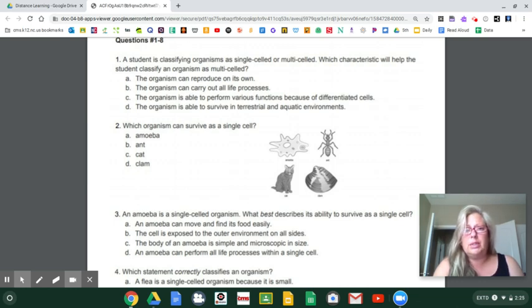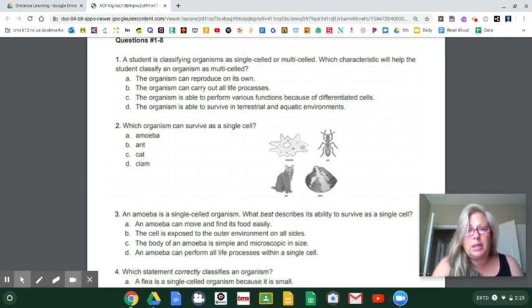D, the organism is able to survive in terrestrial and aquatic environments. That doesn't have anything to do with it. I think I know which one it might be. I'm not going to tell you, but I think one between B and C is better than the other, and I'll let you pick.